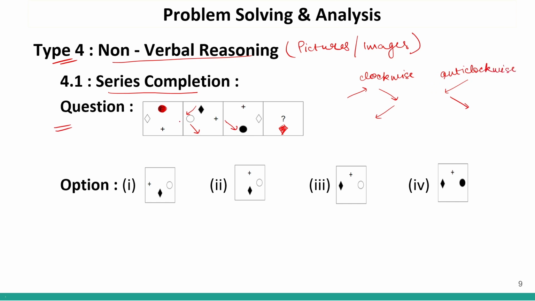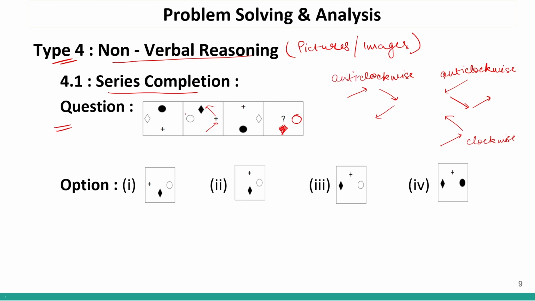Correct? So it was filled, then empty, then filled. So now the circle will move in this direction and it will empty up. So the circle will come in this position. So this was your second element. Now the third element is this plus sign. So if you look at the plus sign, first it is here, then it moved here, then it moved here. So again it is following like this, then this. So this is again a clockwise direction. This was anti-clockwise.